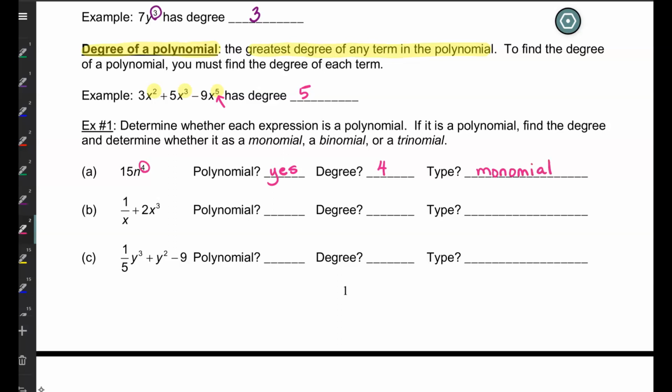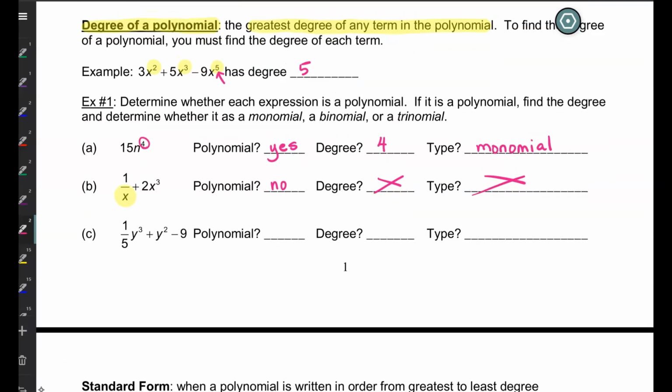Next one, we have 1 over x plus 2x cubed. But we have a problem here. One of the terms has x in the denominator, which makes it not a polynomial. And therefore, you don't have to figure out the degree or the type. We basically ignore those because if it doesn't qualify as a polynomial, it technically doesn't have a degree or a type.